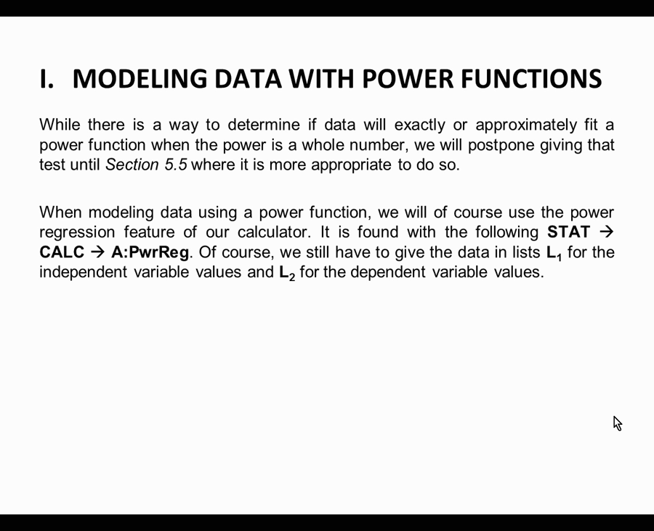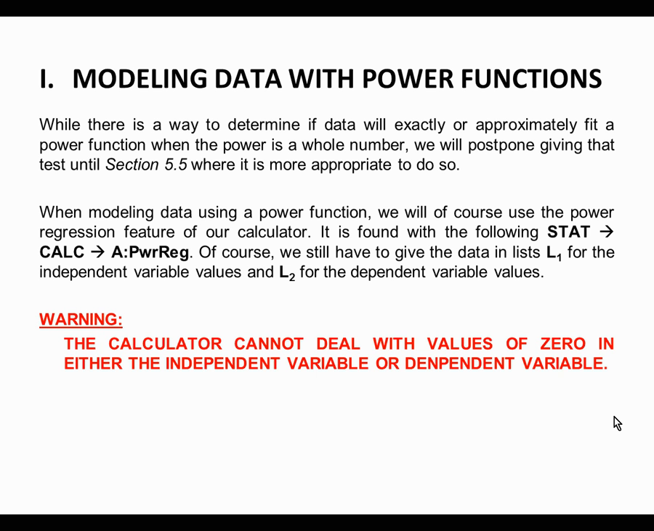It's found in Stat Calc, and it's choice A, power regression. Of course, we're going to have to give the data in list 1 for the independent variable and L2 for the dependent variable, assuming your calculator still has list 1 and list 2. If it doesn't, you may have to reset your calculator or remember what lists you're using for X and Y. Now, warning, the calculator cannot deal with values of 0 in either the independent variable or the dependent variable. So remember, no zeros for either X or Y. You'll get an error statement. It just won't be able to do it.